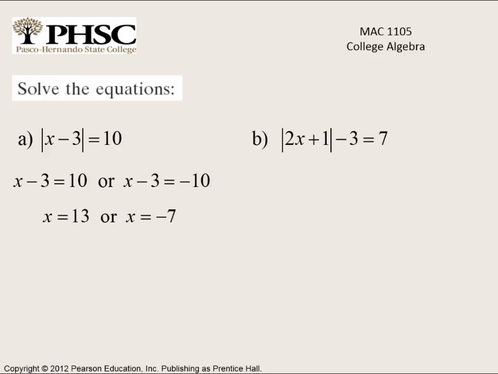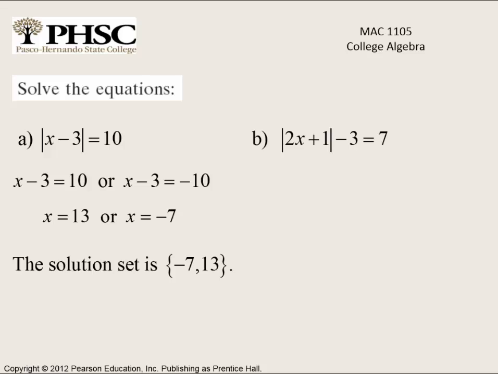At this point, I'm just going to solve them the way that I normally do. So I'm going to add 3 to both sides. So x can be 13, or x can be negative 7. And if we check both of those values in the absolute value, 13 minus 3 is 10, the absolute value of 10 is 10. Now, negative 7 minus 3 is negative 10, the absolute value of negative 10 is 10. So both of those values work. So the solution set here is negative 7, 13.